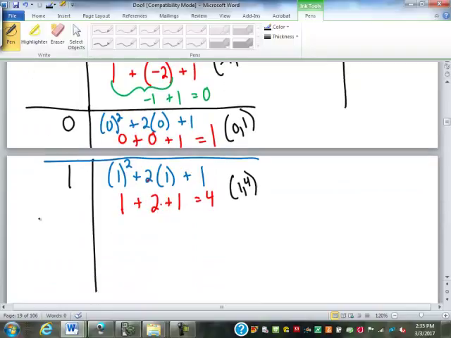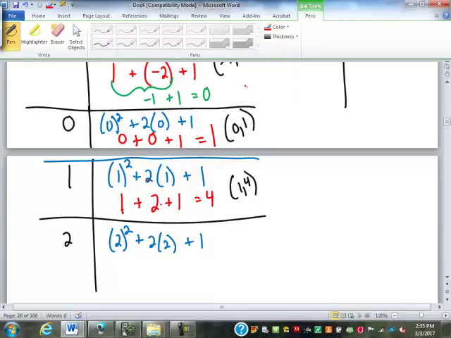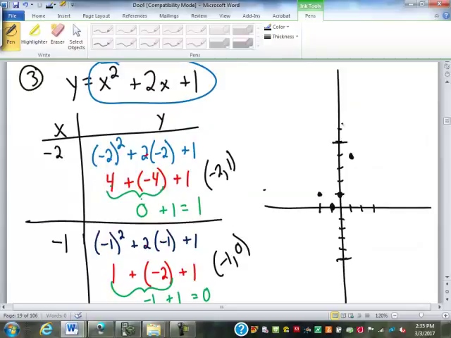So let's try x is 2. Seems to be the next one to try. So we're going to have 2 squared plus 2 times 2 plus 1. What is 2 squared? 2 squared, 4, good. What's 2 times 2? 4, okay, plus 1. So 4 plus 4 plus 1 is 9. So this gives us the ordered pair of 2, 9. So when x is 2, y is 9. It's going to be right there.